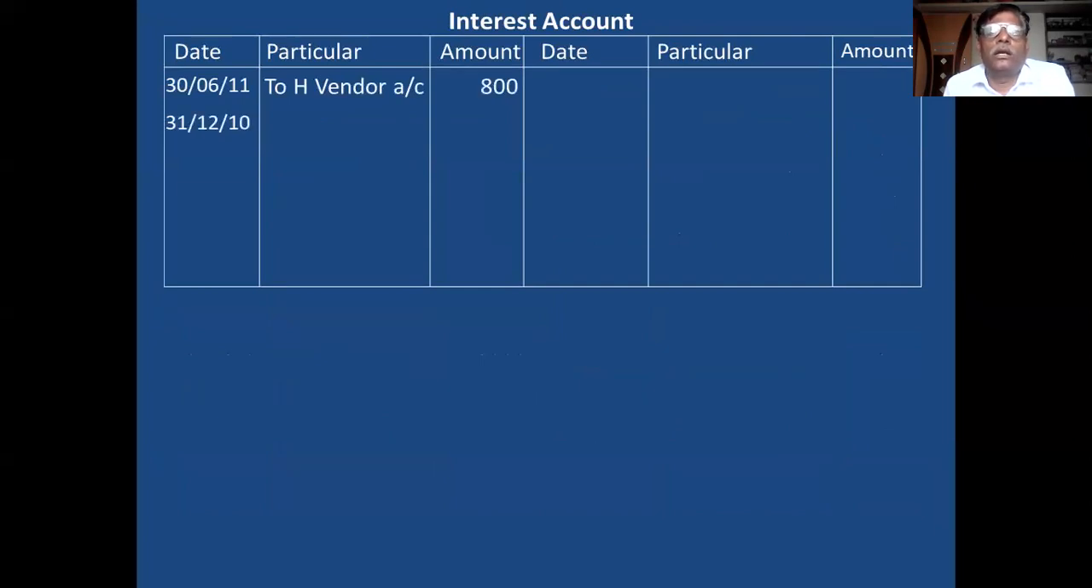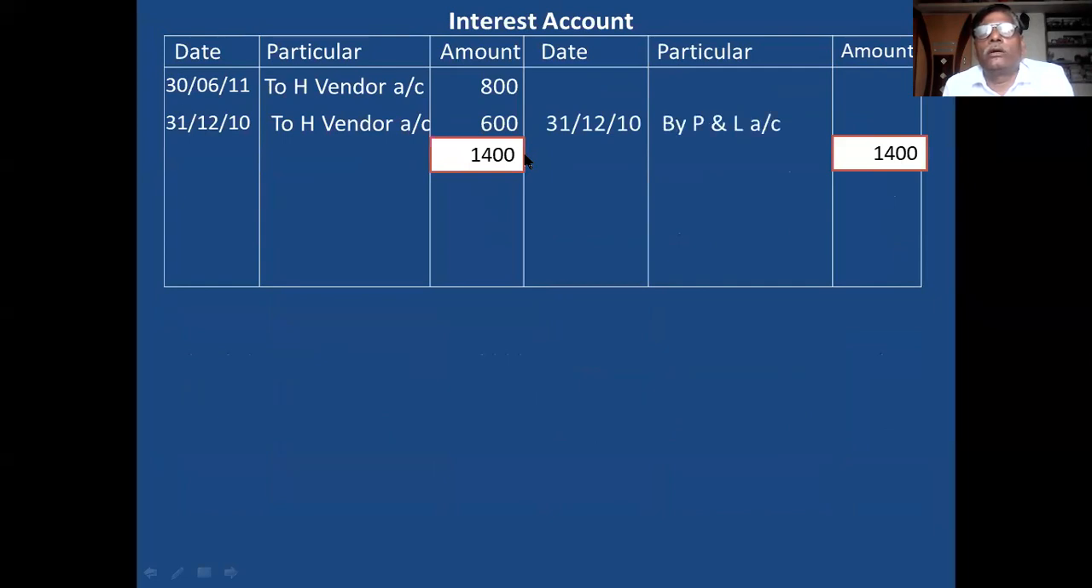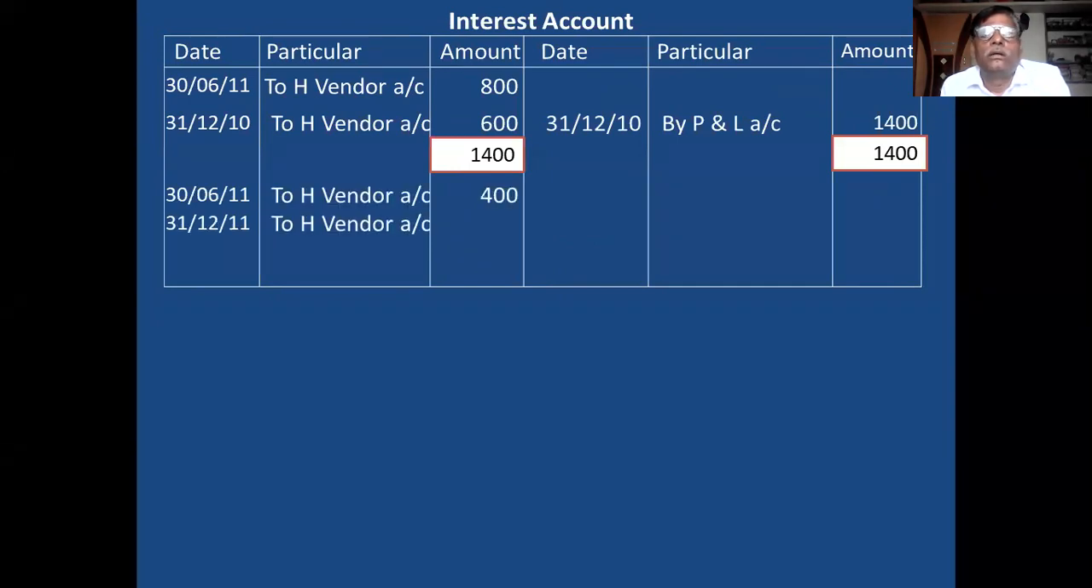To vendor 800, to vendor 600. There are two interests for the first year. Close the account and take the balance to P&L account. By P&L account 1,400. Second year interest 400, 200. Take the total 600. 600 is the total, goes to P&L account at the year end.